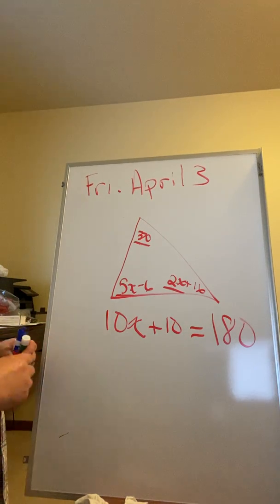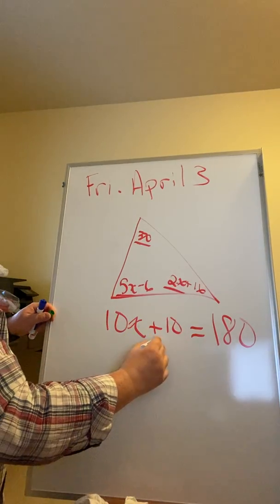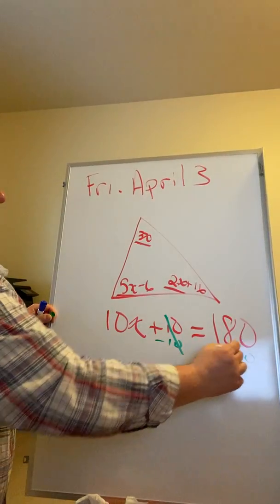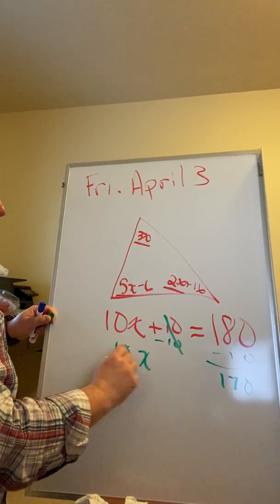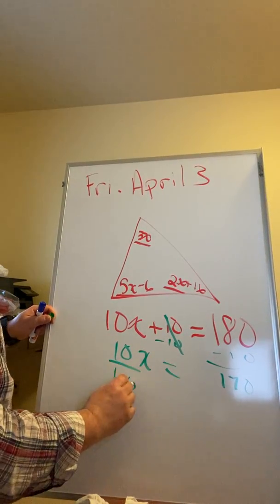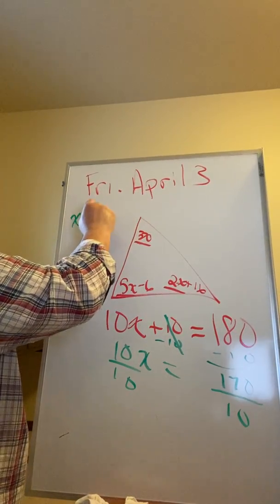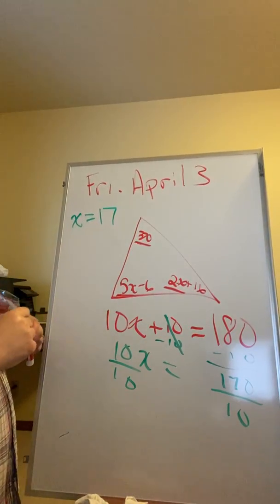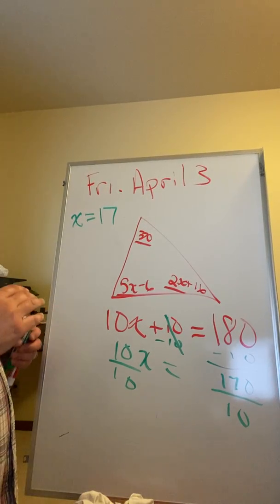Two-step equation. Cannot get any easier than this, okay? Subtract 10, subtract 10. It is 170. 10x is equal to 170. Divide by 10. And it should be x equals 17. Not your answer. They didn't ask for what is x.